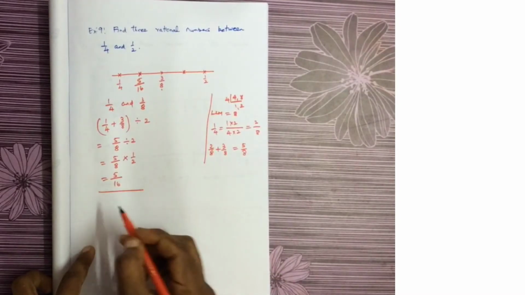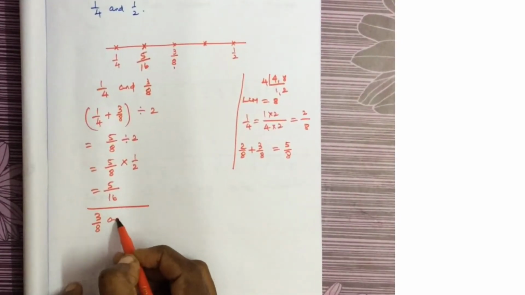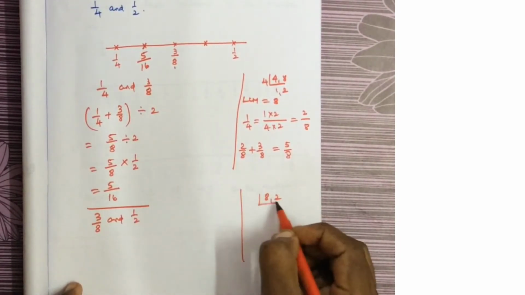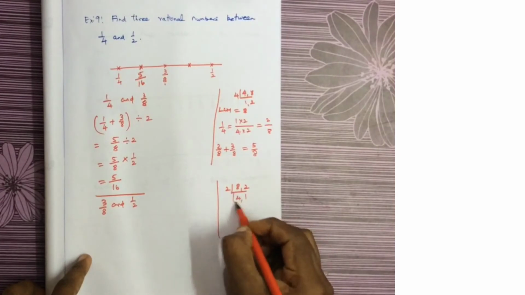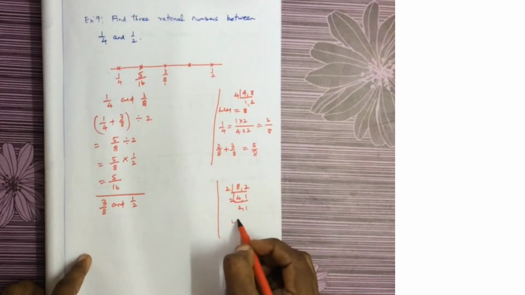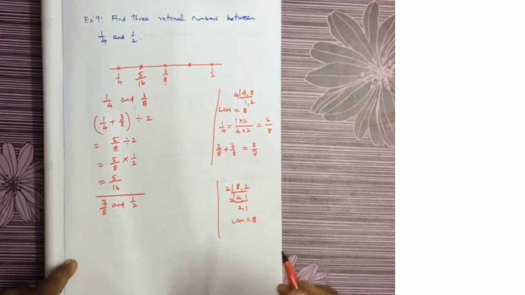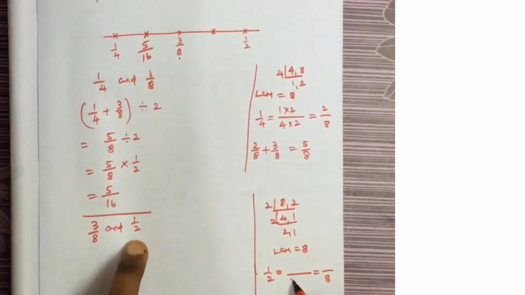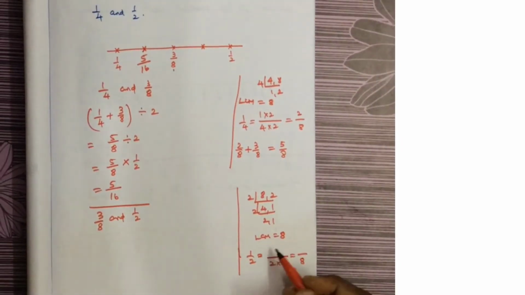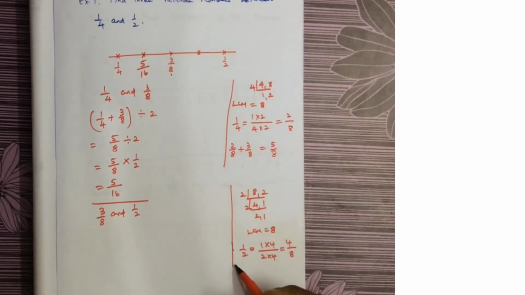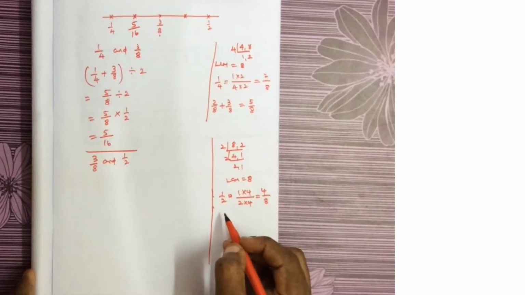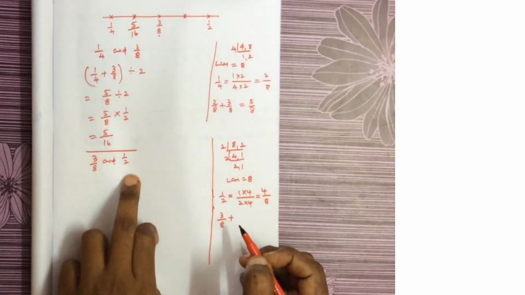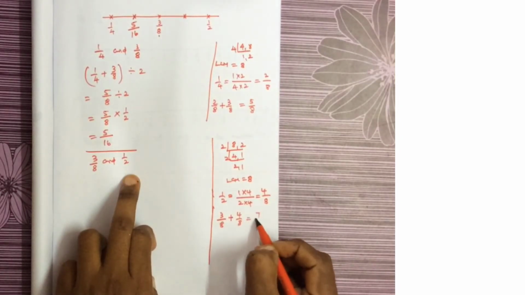So this is the first part. Next part is 3 by 8 and 1 by 2. You have to take the LCM of 8 and 2. 2 fours are 8, 2 ones are 2, which is 2 twos are 4, 1. LCM is 8. So this 1 by 2, you have to represent with denominator as 8. 2 multiplied by 4, 2 fours are 8, and 1 multiplied by 4 is 4 by 8. So 3 by 8 plus 4 by 8 is 7 by 8.